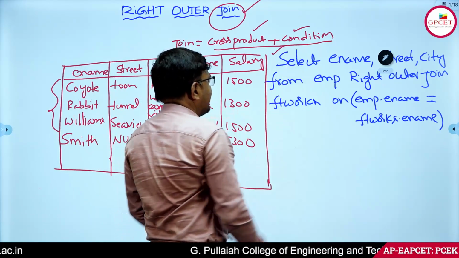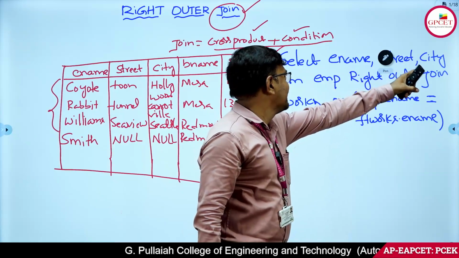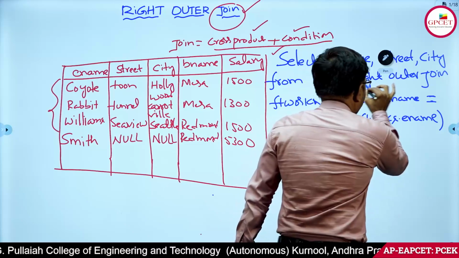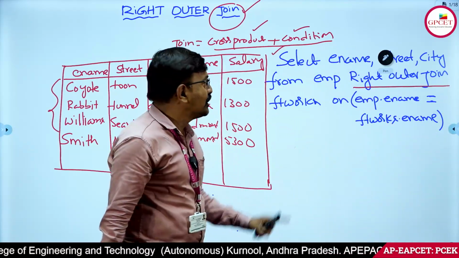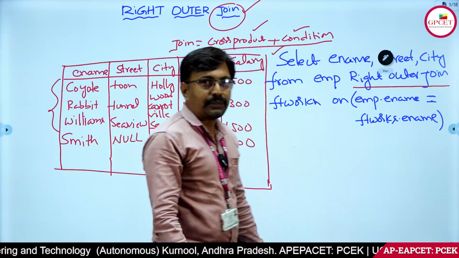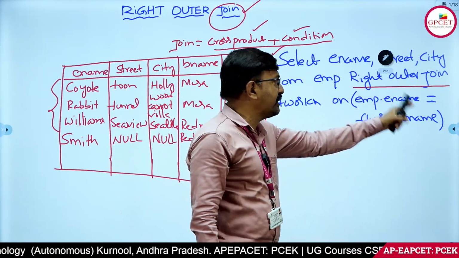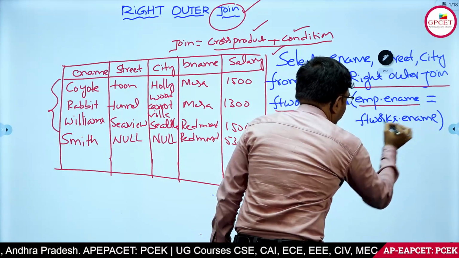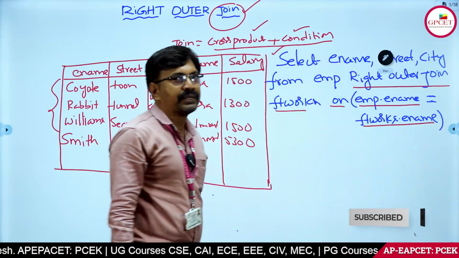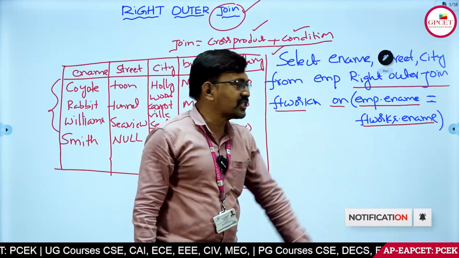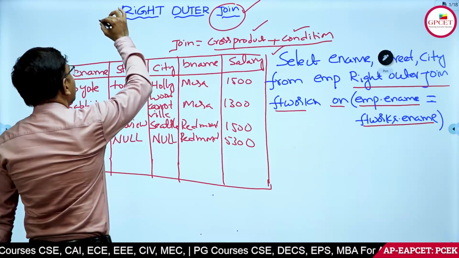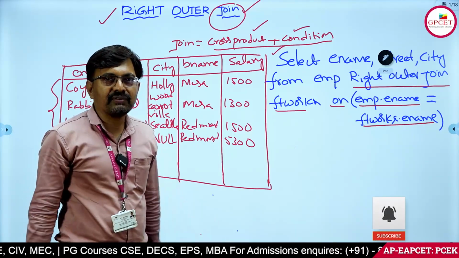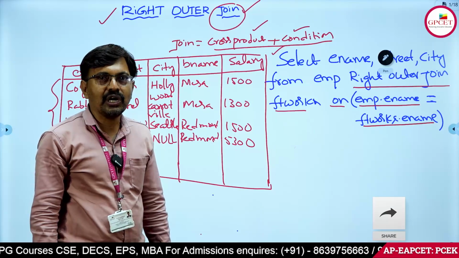Okay, what is the syntax? Right outer join syntax: select ename, street, city from EMP right outer join ftworks on emp.ename equal to ftworks.ename. You keep right outer join here, whereas in the left outer join you mention left outer join. For a full outer join, you write full outer join instead of right outer join. What is a full outer join? The combination of left outer join and right outer join is nothing but the full outer join.